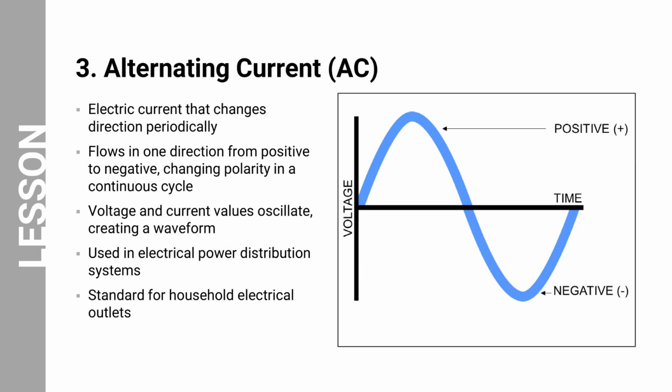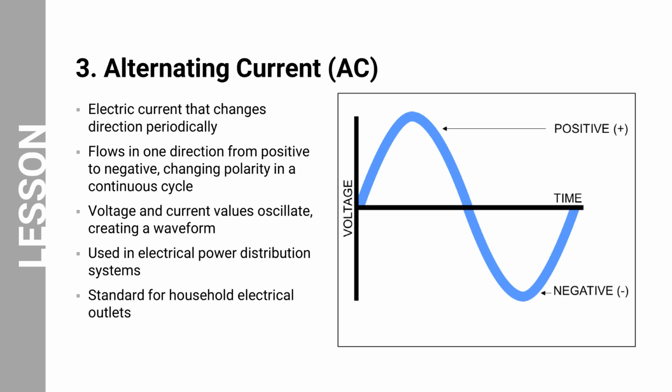Imagine electricity flowing in a wire like water flowing in a pipe. Alternating current is like water that keeps changing its flow direction. Electrons flow in one direction and then quickly switch to flow in the opposite direction, repeating this pattern continuously. In our homes, AC is the type of electricity that comes from the wall outlets.